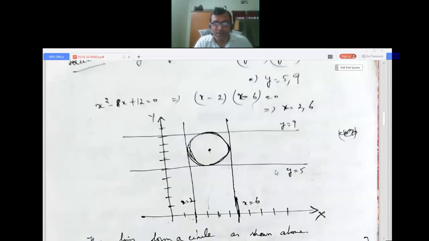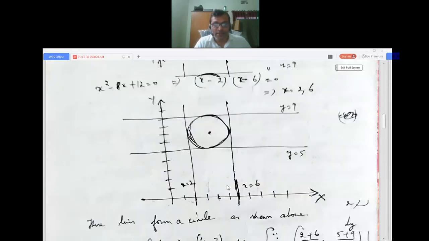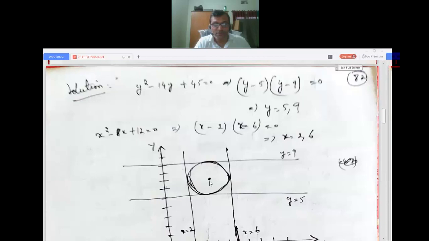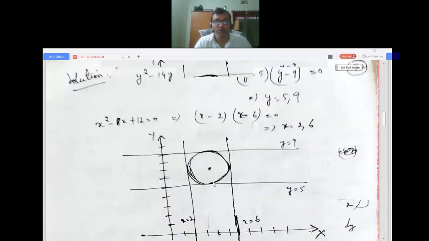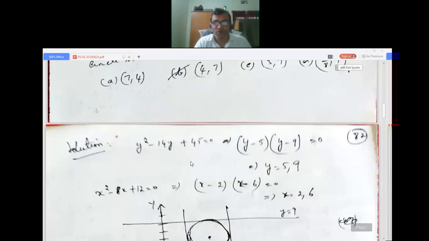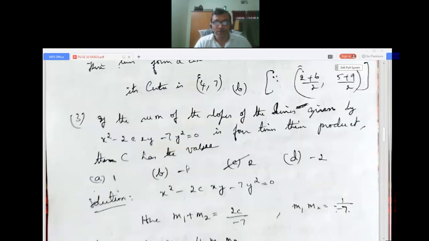So if I want the center here, see, one is y equals 5, y equals 9. So the midpoint of y equals 5 and y equals 9 will be the y coordinate of the center of this circle. By the midpoint formula, 9 plus 5 is 14, 14 by 2 is 7. If you go like this, x equals 2 here, x equals 6 here, this is the midpoint. So the midpoint formula gives the x coordinate of the center. 2 plus 6 is 8, 8 by 2 is 4. So the center will be 4, 7, and the option is B. I hope you followed it. Now we go to question number 3.